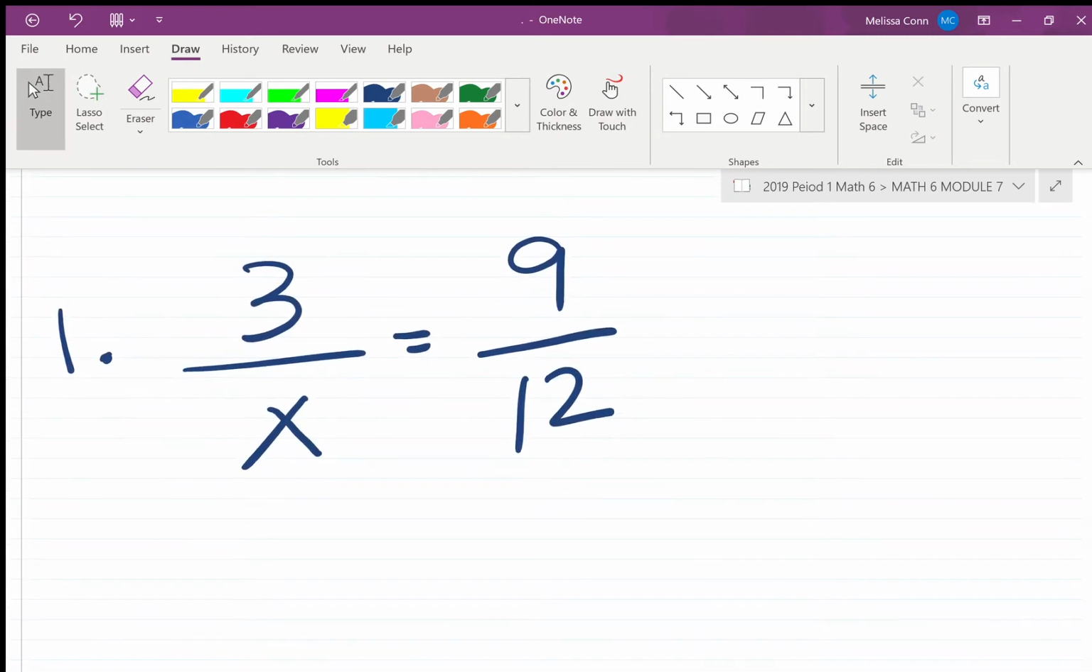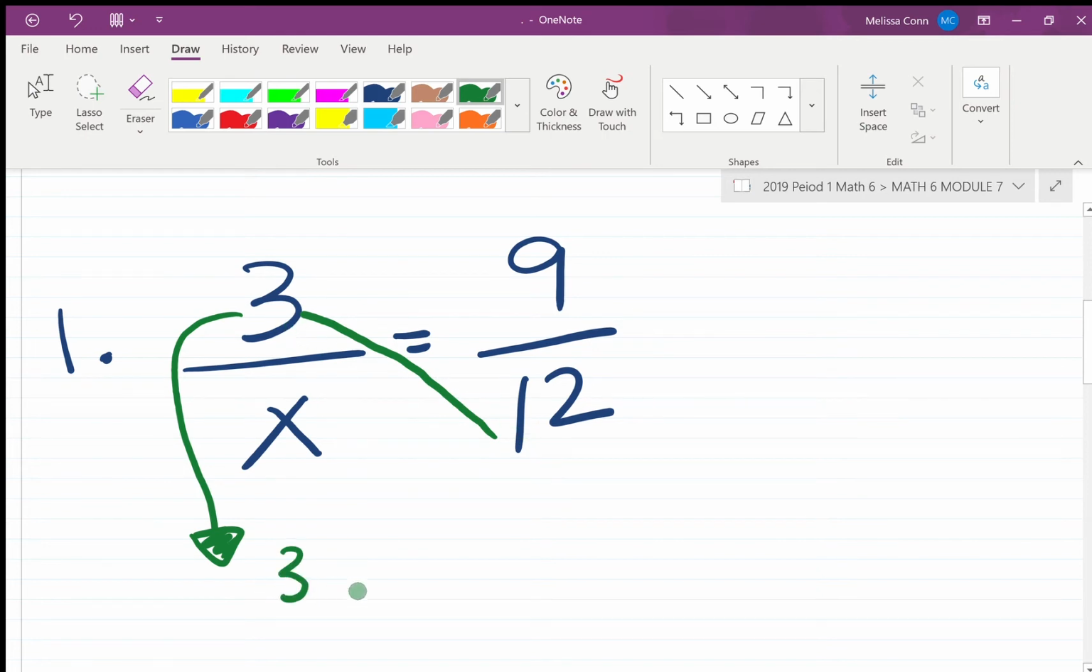Here's a proportion. Right here is 3 over x is equal to 9 over 12. We're going to solve this algebra style. That means cross product. So we start here with our pen at the 12, and you can draw a line up to the 3 and then drop it down with an arrow. That means we're going to multiply 12 times 3, and that makes 36. And then you're going to keep the equal sign that's right in the middle. Just drop it down right there.